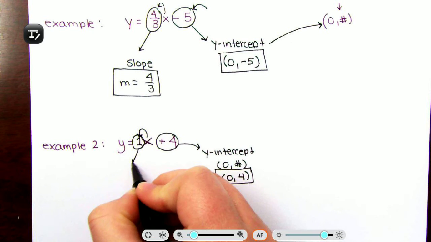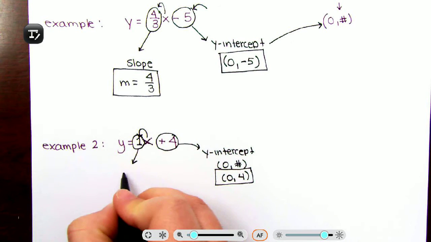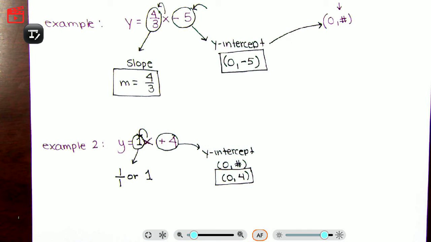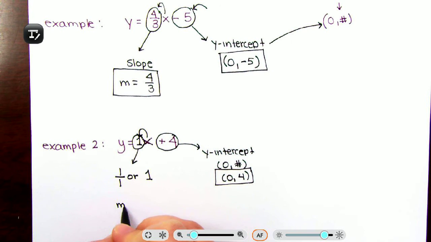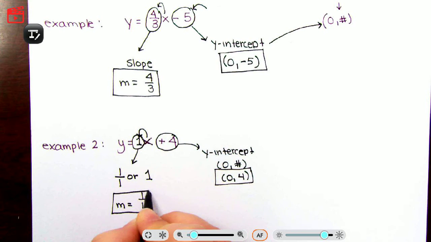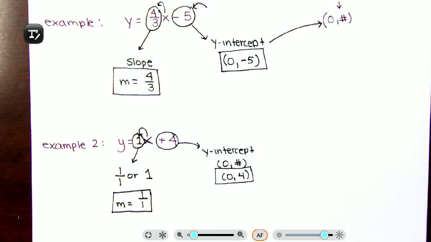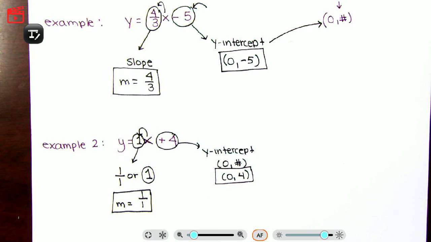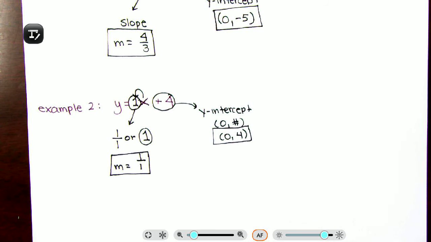So since we have a 1 in front of there, you can do 1 over 1, or you can do just 1. It is up to you. The slope is 1 over 1 or just 1. Doesn't matter in the case of our class. Typically, what you would see is just 1. Now let's do example number 3.